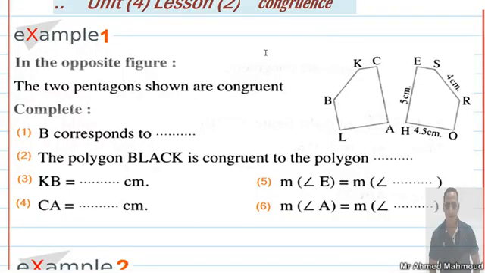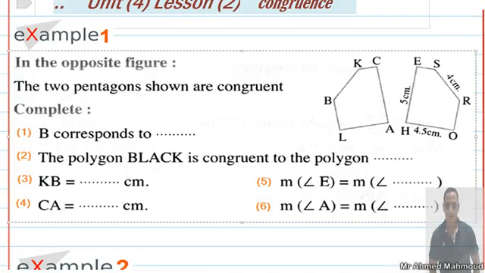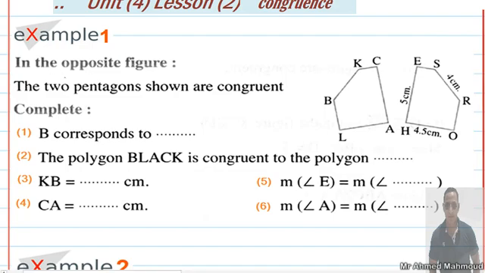In this example, we have to read carefully. In the opposite figure, the two pentagons, as we say here, are congruent. First, B corresponds to what? By looking at the symbol, B corresponds to R. Then it's clear that B corresponds to R.